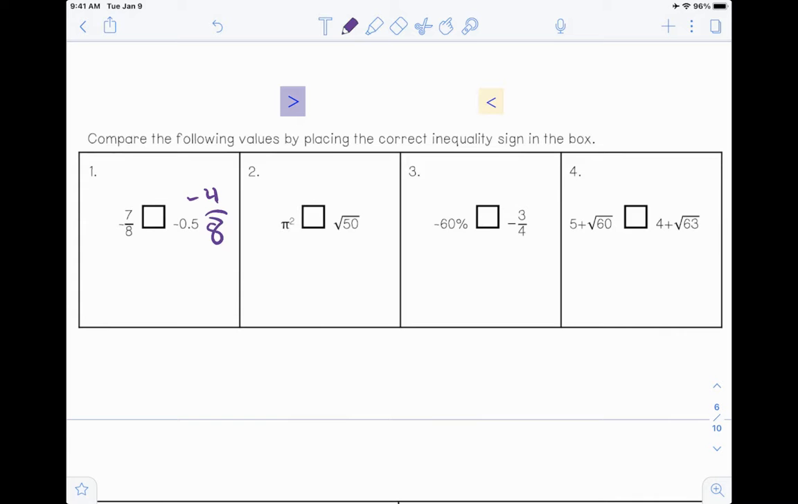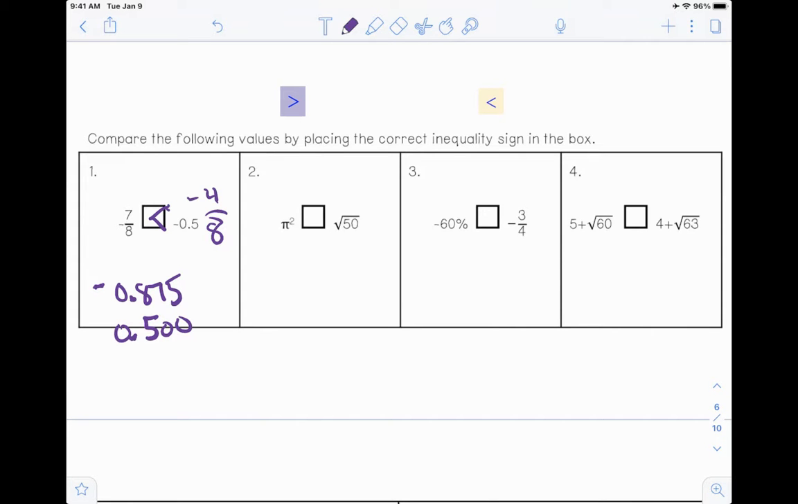And remember, the smaller the negative number, the larger the value, so it's greater than. We could also compare them both using decimals. So I know 7/8 is 0.875, and it's negative. And now I'm comparing it to 0.500. And obviously, you can see that the larger the negative number, the smaller the value.